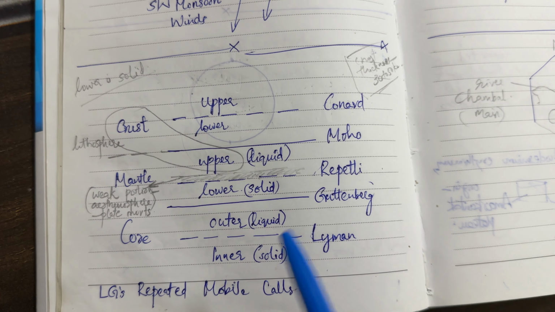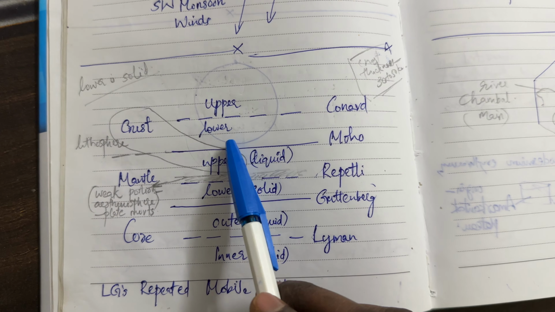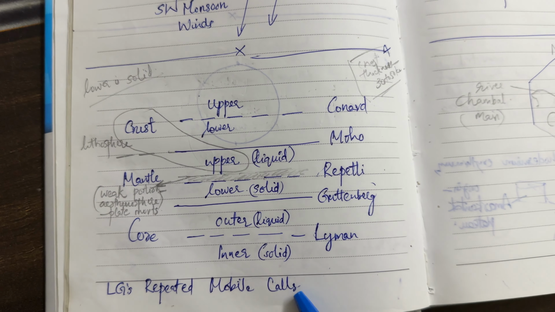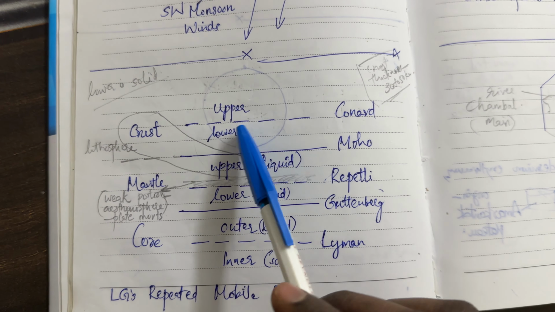Then Repeti, which lies between the lower and upper mantle. Then mobile, M, stands for the Moho. These are discontinuities, and the Moho lies between the upper mantle and the lower crust. And calls, C, is for Conrad. Conrad stands for the discontinuity between the lower and upper crust.